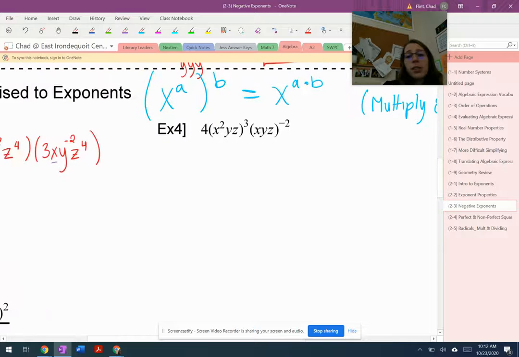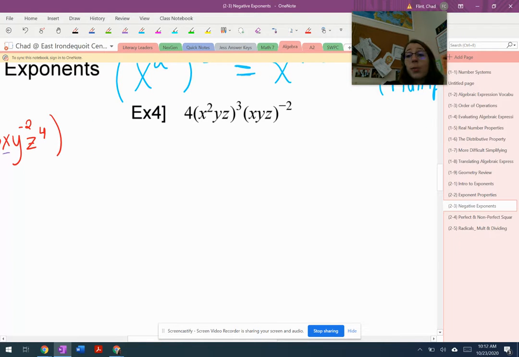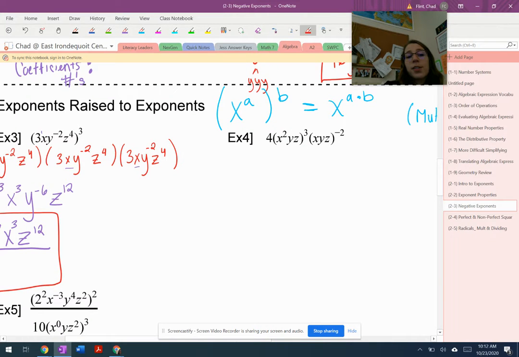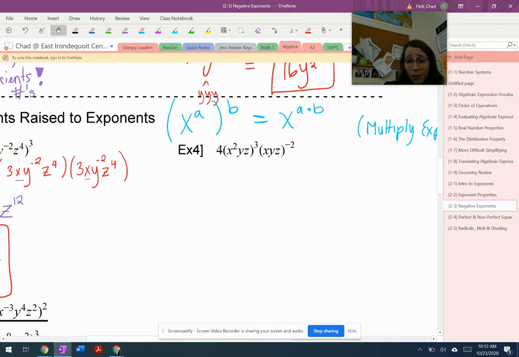Right, moving on to example 4 here with more exponents to exponents. So this one differs from that first example because notice here, all of these pieces were inside the parentheses being applied to that cubed on the outside.